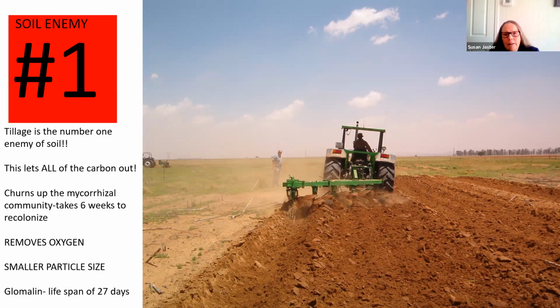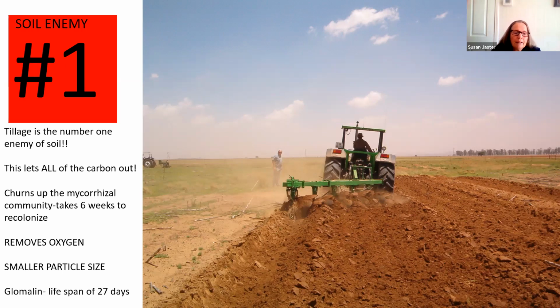we're interrupting the lives of the mycorrhizae fungi. And those communities take around 6 weeks to recolonize. So basically you just scattered all of them everywhere every time you till like this. And that goes for gardeners as well. Plus, when we make these soil particles smaller, that removes the places for oxygen to travel in the soil.